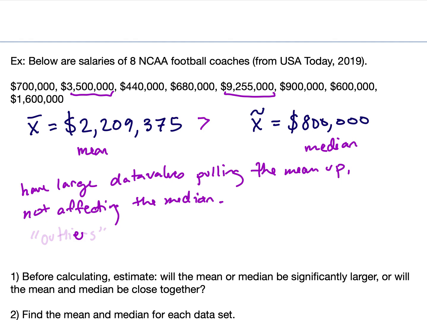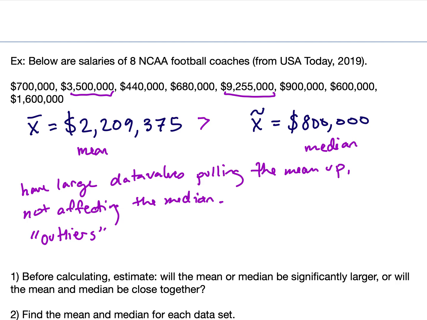These unusual data values are often called outliers, and we'll define outliers in a more specific way later on in the course. But we could consider this 9,255,000 as an outlier that is pulling up the mean but is not affecting the median.